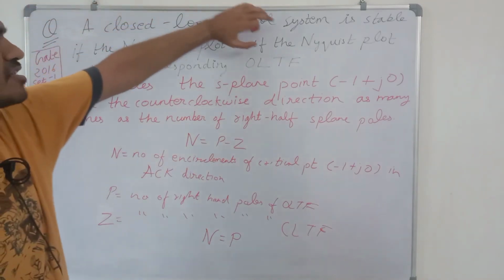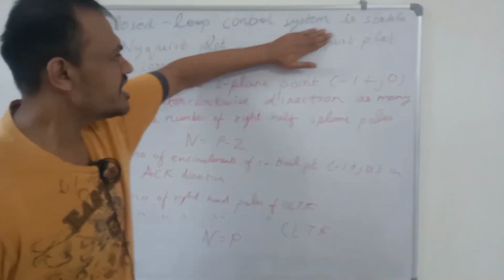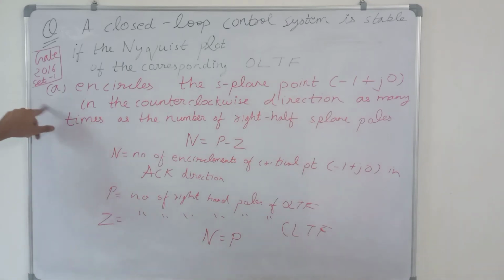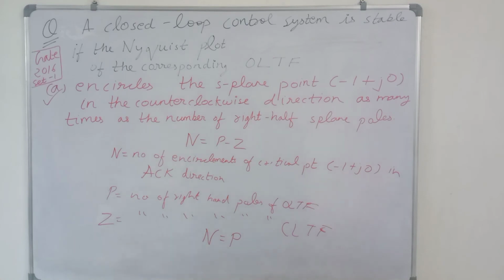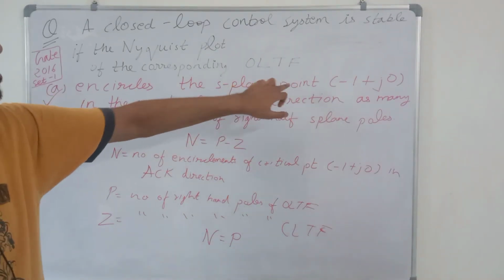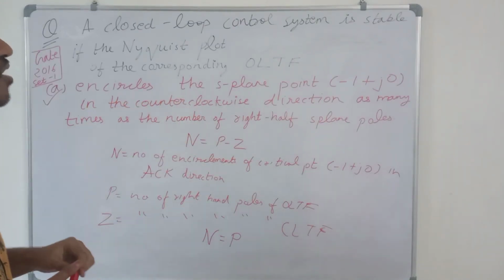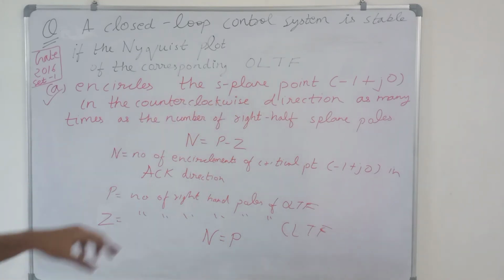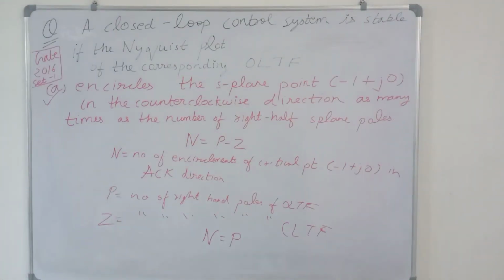A closed loop control system is stable if the Nyquist plot of the corresponding OLTF should encircle the point -1 plus j0, the critical point, in the counterclockwise direction. Counterclockwise means anti-clockwise, so you can say counterclockwise or anti-clockwise, it is the same. In the counterclockwise direction, as many times as the number of right half S plane poles.